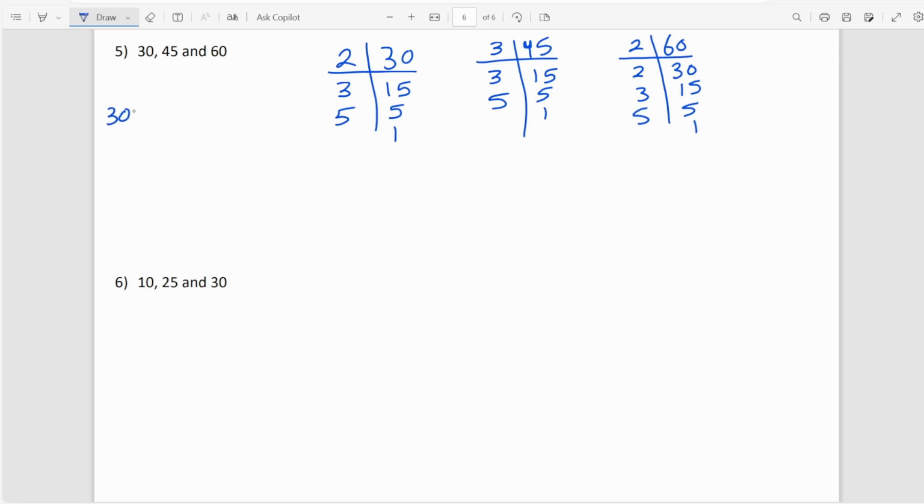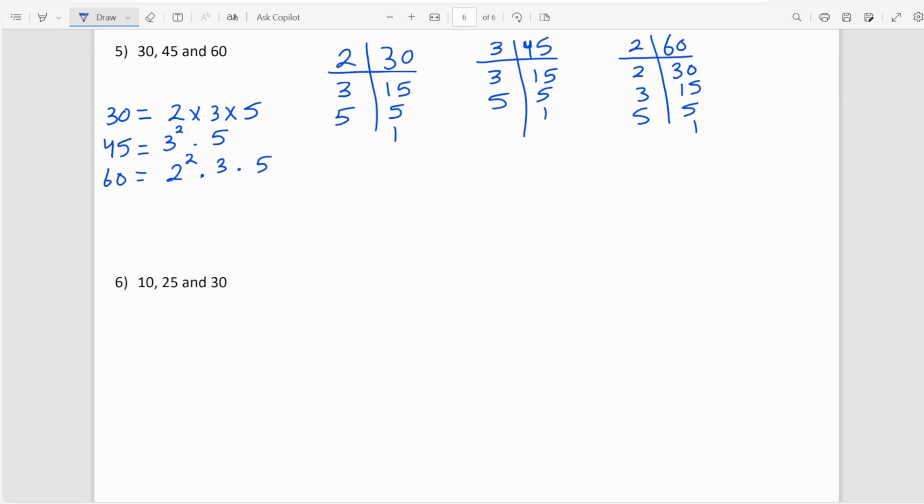Now I'll write it out. So we have 30 is equal to 2 times 3 times 5. And 45 is equal to 3 to the power of 2 times 5. And the 60 is equal to 2 to the power of 2 times 3 times 5.